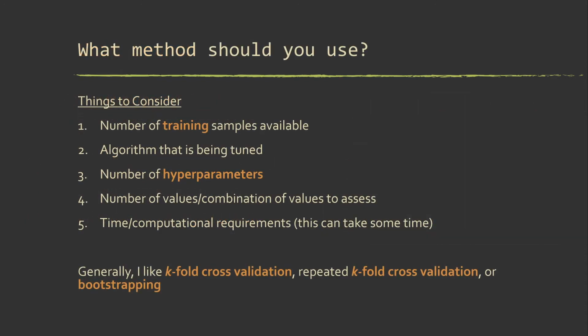So which of these methods should you choose? Things to consider are the number of training samples you have available. If your training samples are limited, it's not always easy to have a holdout set. What algorithm you're tuning, how long it takes, the number of hyperparameters you have to test, the size of the grid that you're going to have to test over, number of values and combinations, all these things, and obviously computational time. Generally, I prefer to use k-fold, repeated k-fold, or bootstrapping.